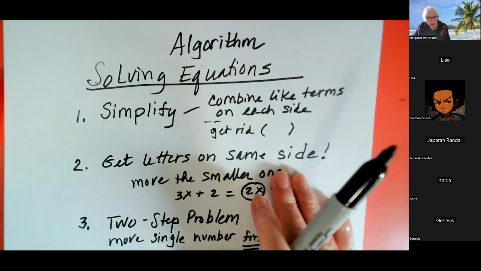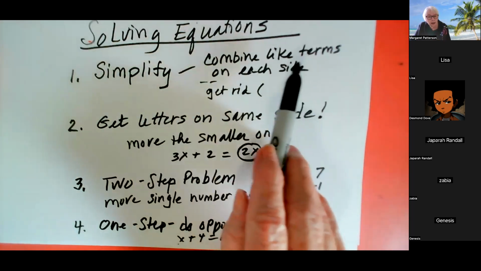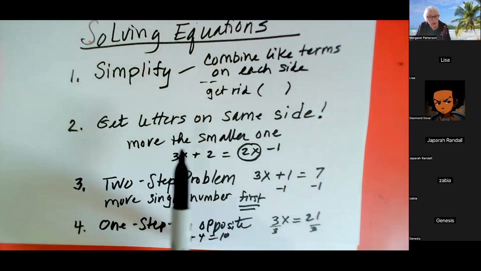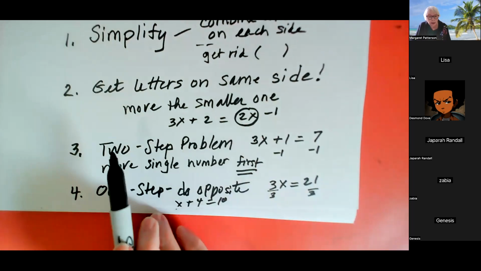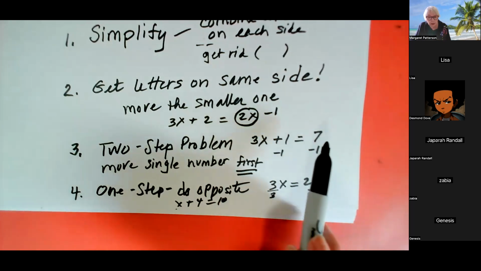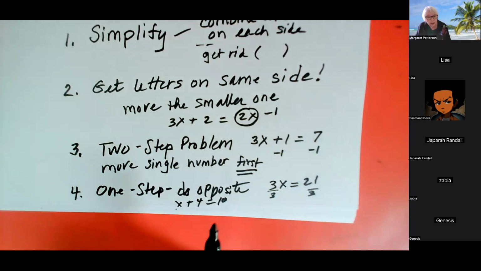Does that make sense? And so this order: cleaning up, simplifying each side first. Secondly, getting the letters on one side or the other next. That's number 2. Number 3 is the 2-step problem, where you get rid of that single number, the number added or subtracted on to the x. And finally, the last step is just do whatever needs to be done. Divide or multiply or add or whatever is needed to finish the problem.